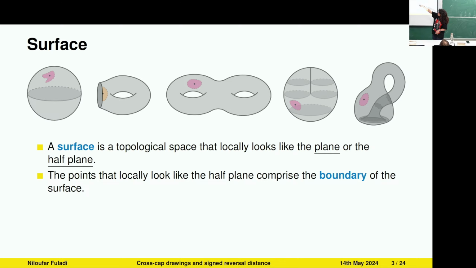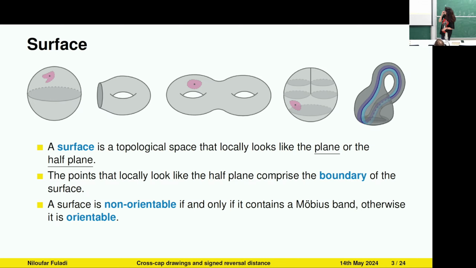Now the set of points that look like a half circle around them would be the boundary of our surface. Okay, and these are some examples of surfaces. A surface is called non-orientable if it contains a Mobius band in it. For example, this one is the Klein bottle, and it is non-orientable, and you can see this in this blue colored thing, the Mobius band, and here is where the twist is happening.